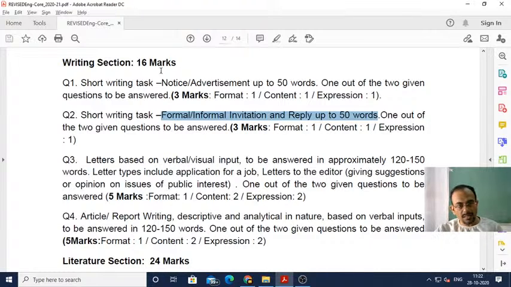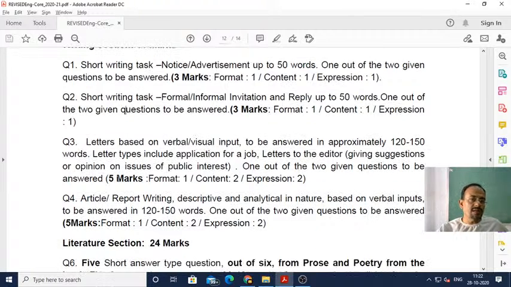Second type of writing question is formal or informal invitation and reply also, up to 50 words word limit. 1 out of the 2 given questions to be answered. Here also you shall get an option, like there will be 1 formal invitation, there will be another informal invitation. Out of this, only 1 you've got to answer. Total of 3 marks, format 1, content 1, expression 1.